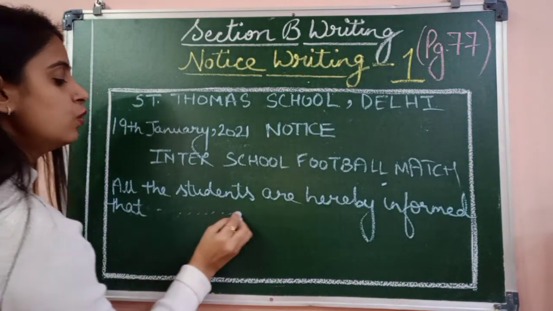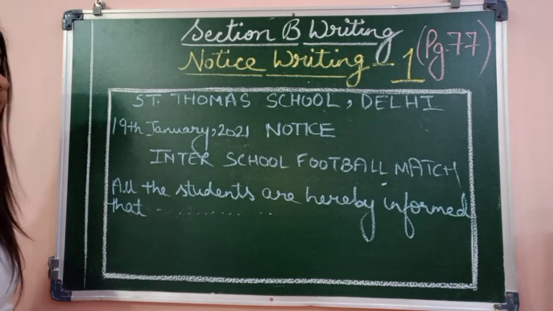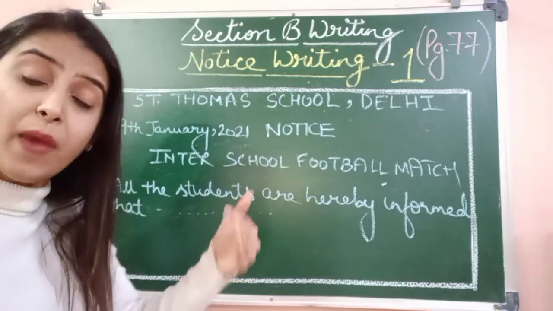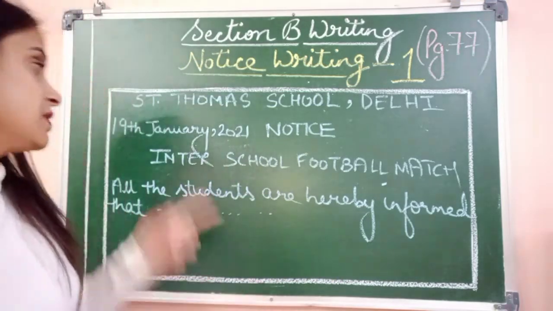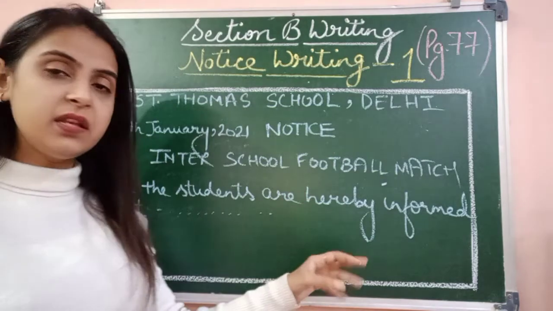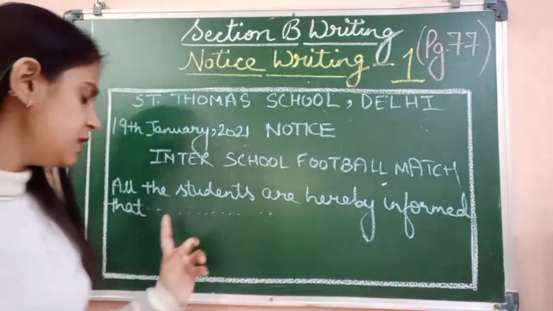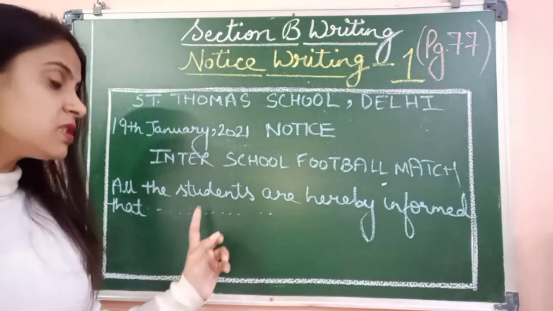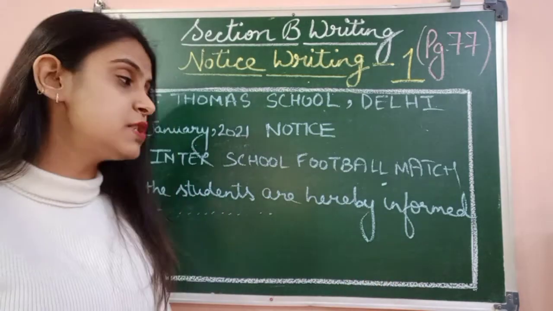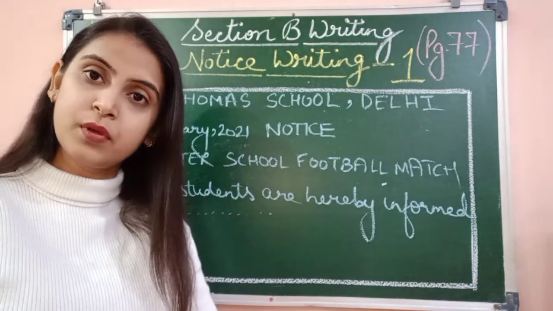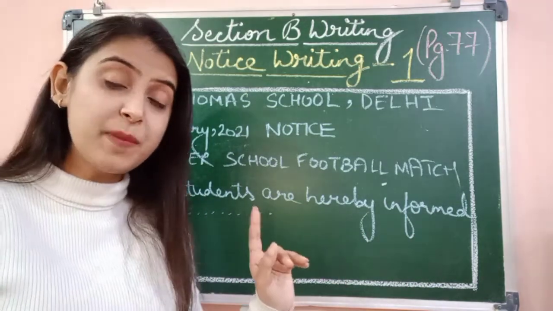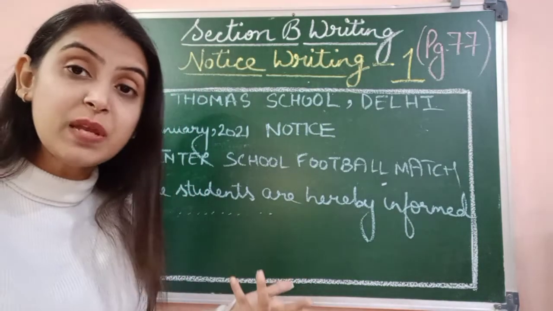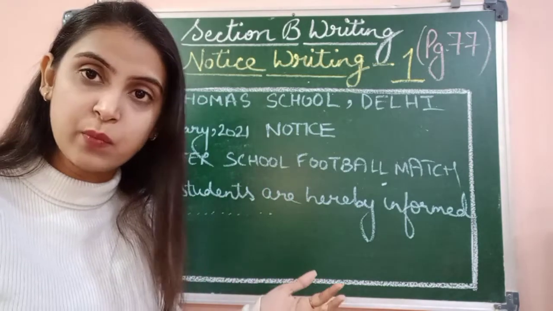an inter-school football match will be held on. Now you have to mention a future date. When is the football match going to be held? Now today is 19th, so you can write any imaginary date. You can write 31st of January. So an inter-school football match is going to be held on 31st January. Okay, you need to mention the time also. At 10 a.m. Where will it be held? In the school playground. Right?